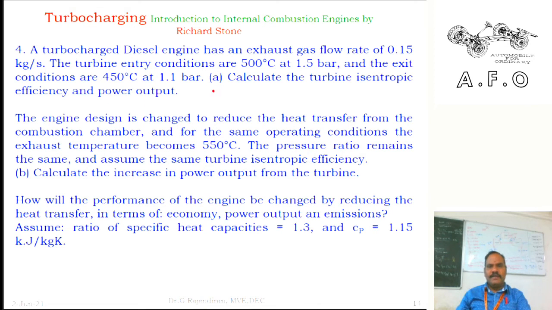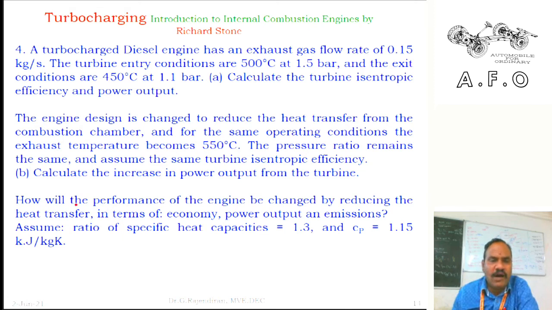Second, the engine design is changed to reduce the heat transfer from the combustion chamber, and for the same operating condition, the exhaust temperature becomes 550 degrees centigrade. The pressure ratio remains the same, and assume the same turbine isentropic efficiency. Calculate the increase of the net power output from the turbine.